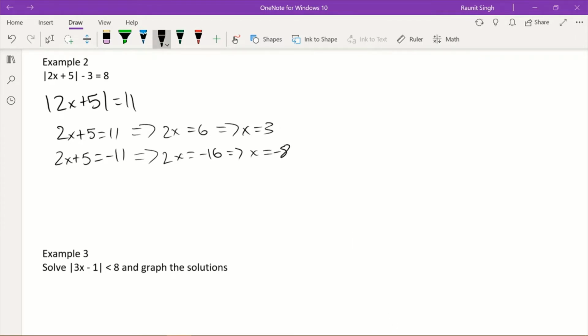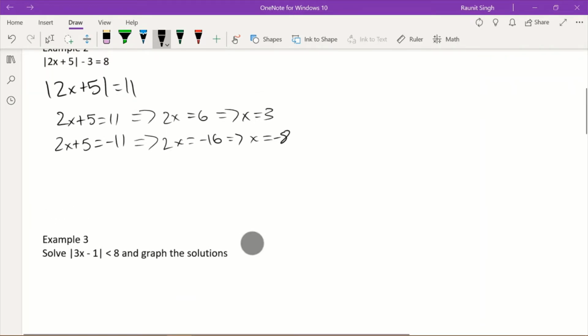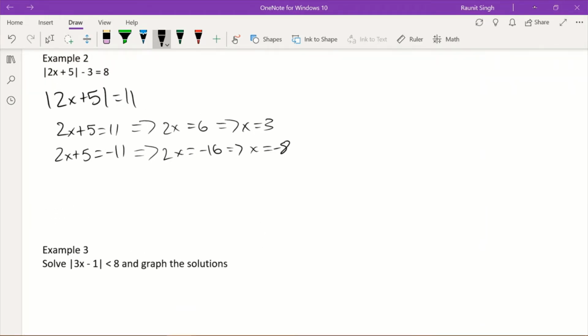Negative 8, and when we plug it in, we're going to get 8. Negative 8 times 2 is negative 16. Negative 16 plus 5 is negative 11. Then you do the absolute value, which brings it to positive 11. And then 11 minus 3 is 8. And then 3 times 2 is 6. 6 plus 5 is 11. 11 minus 3 is 8.